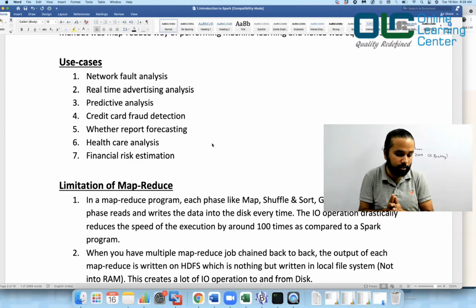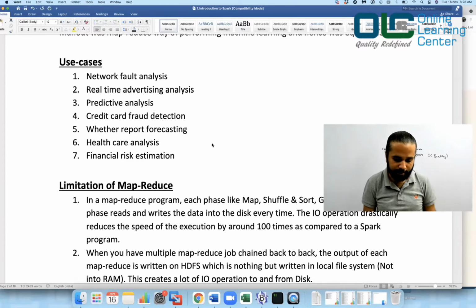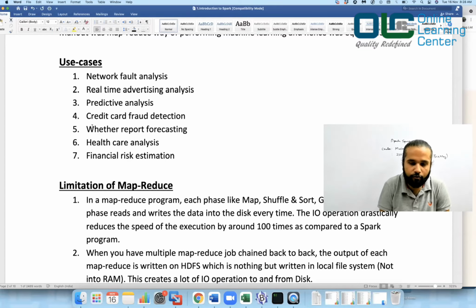That's what machine learning does. And if you want to do it at scale, then you would need Spark, isn't it? That's what it is. Okay, credit card fraud detection.